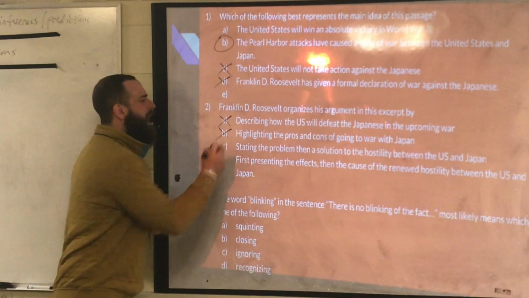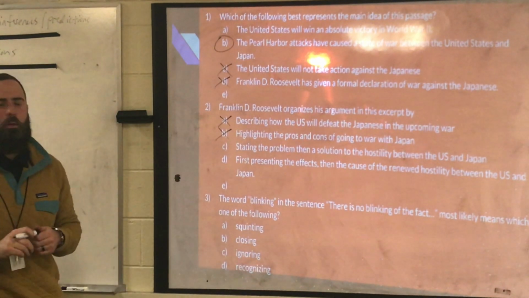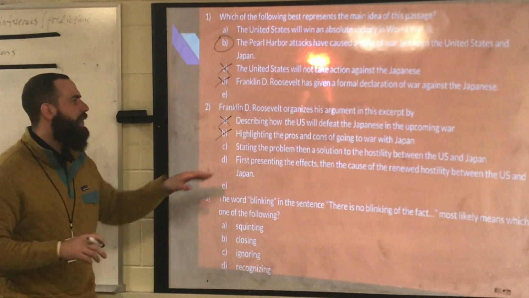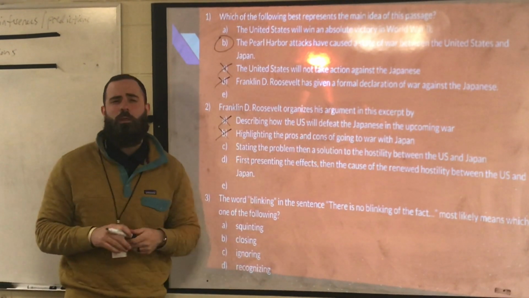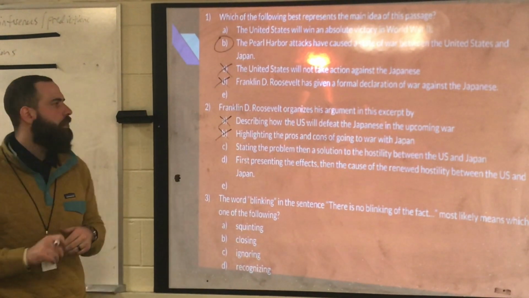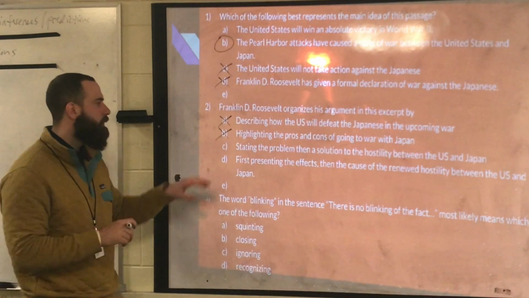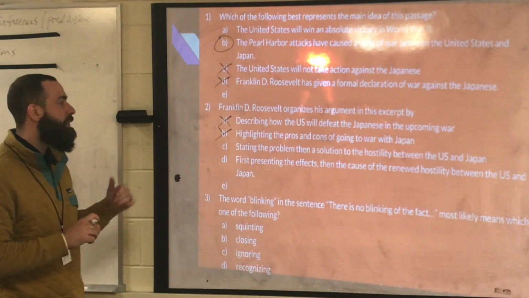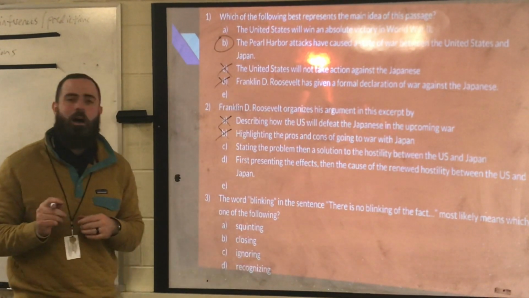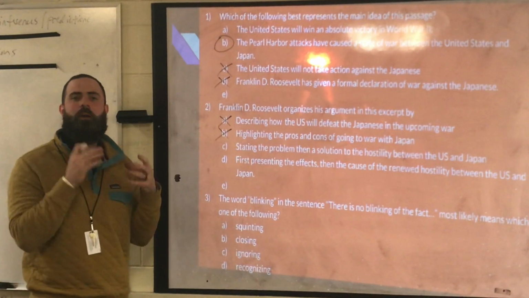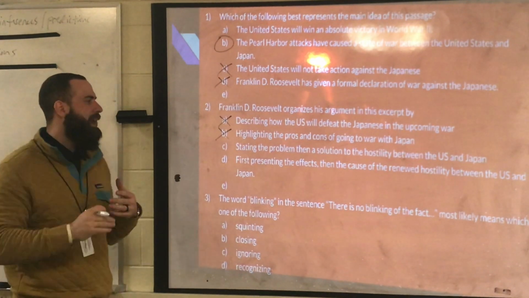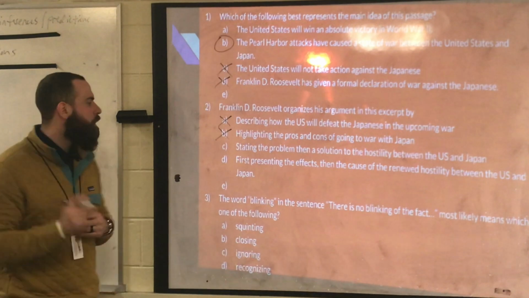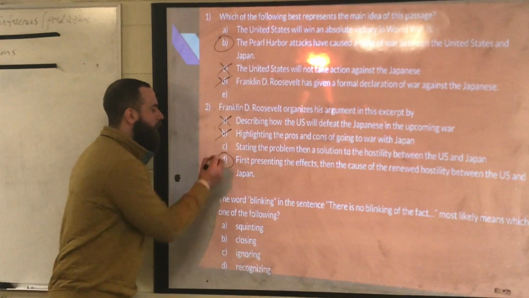Also, B, highlighting pros and cons. At no point does he talk about the pros or the cons in there. That is something you could explicitly look for in the paragraph, and you would find that FDR does not break down the pros and cons. So I'm left with C, stating the problem, then a solution, or D, first presenting the effects and then the cause. I'm going to go back into my argument, and I'm going to break down what is it? Is it more effects? Is it a solution? And ultimately, D is going to be our best choice.